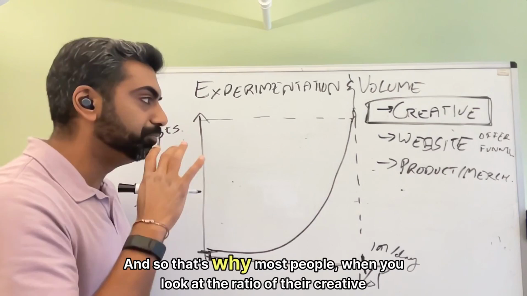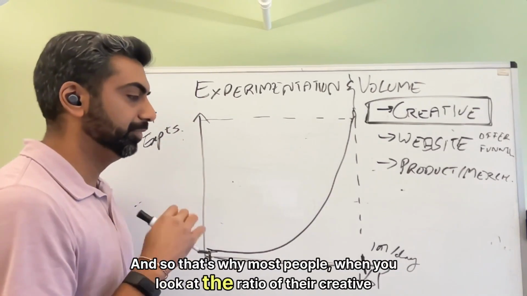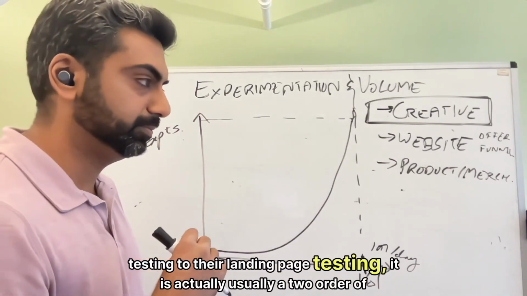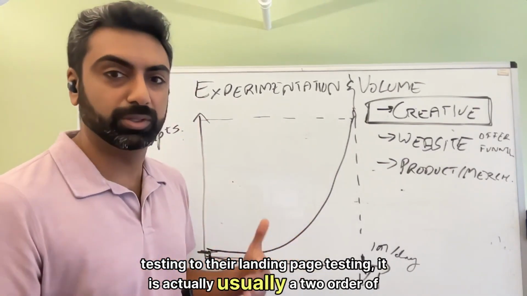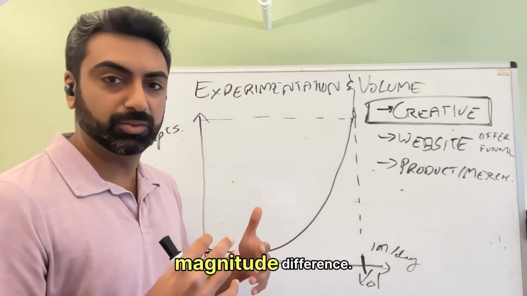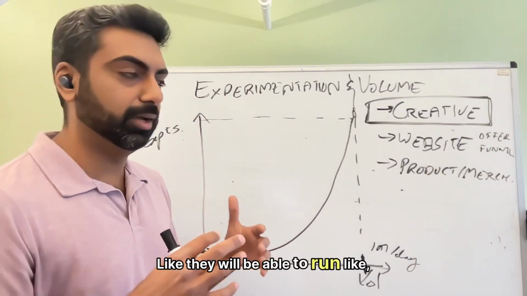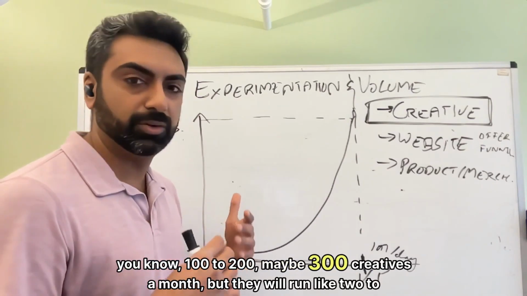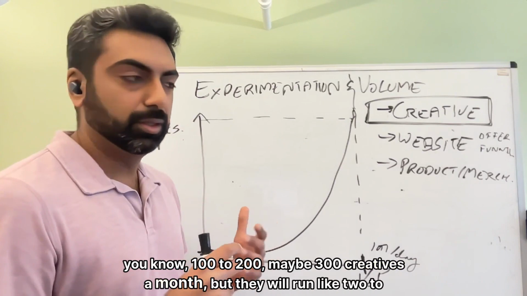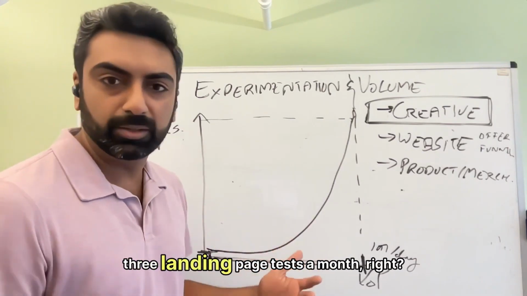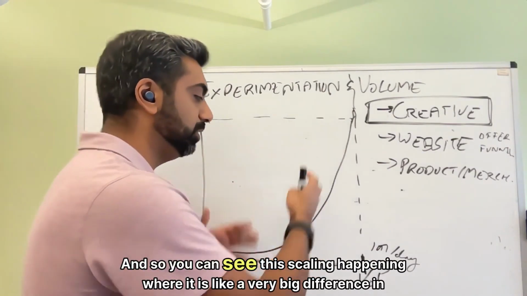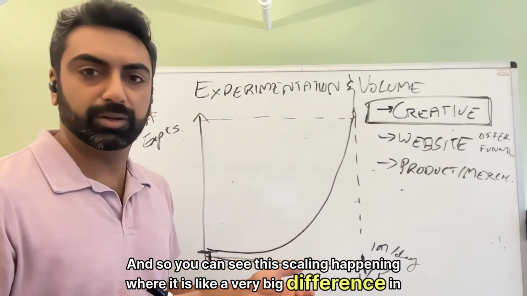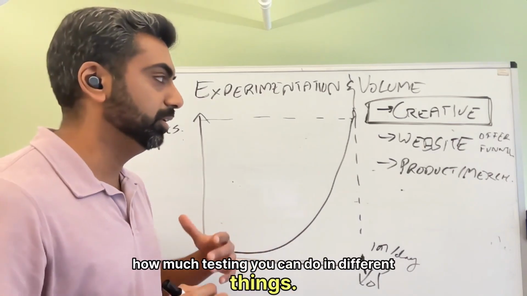And so that's why most people, when you look at the ratio of their creative testing to their landing page testing, it is actually usually a two order of magnitude difference. They will be able to run like 100 to 200, maybe 300 creatives a month, but they will run like two to three landing page tests a month, right? And so you can see this scaling happening, where there is a very big difference in how much testing you can do in different things.